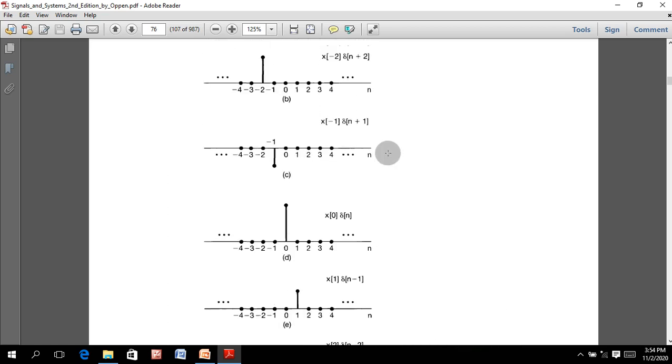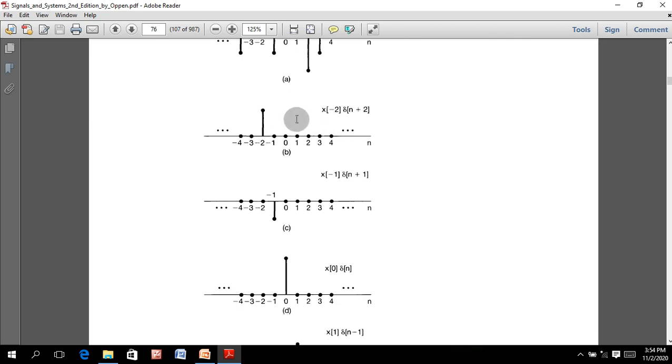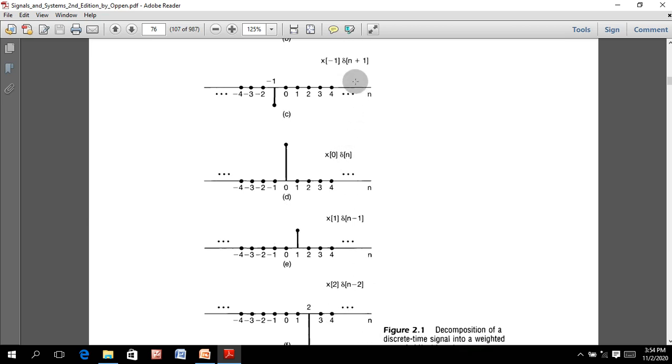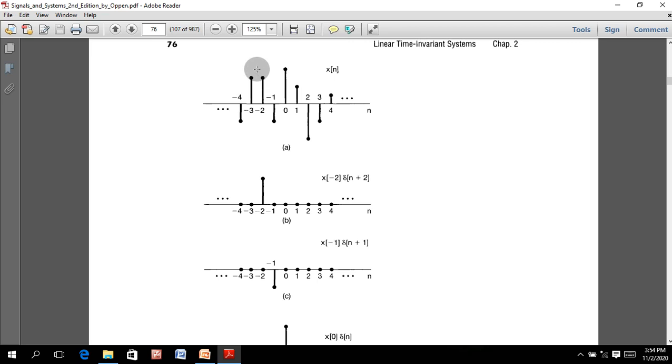Here we have realized that the condition for the example in this book is that the value of n should be between -2 to +2. That's why we have taken 1, 2, 3, 4, 5 different signals. Now if we add these 5 signals, we will get the structure where this part of the signal will be included. These two signals are being excluded for the mathematical purpose of this specific book.